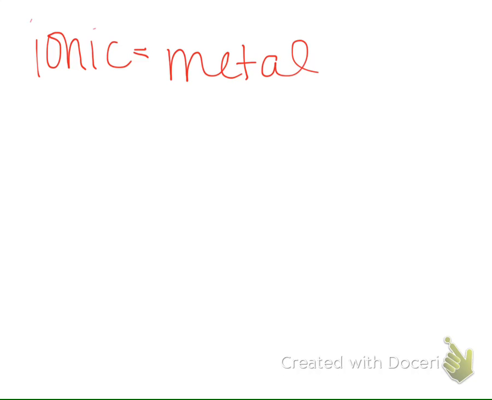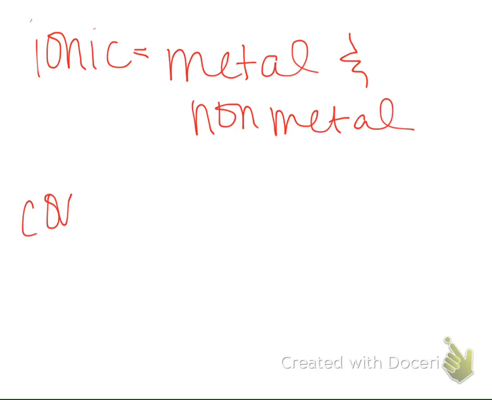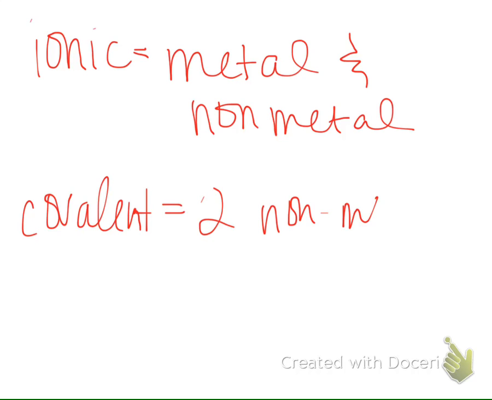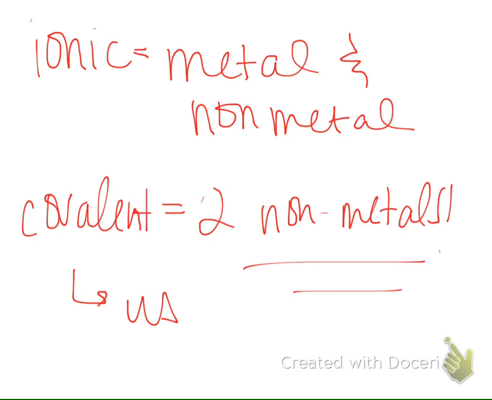So thus far we've done ionic naming and covalent naming. Remind me of the difference between ionic and covalent. Ionic is metal and nonmetal. Good. Covalent is two nonmetals. Which one of these systems uses the prefixes? Covalent. Okay, so they use those prefixes that we looked at in your book.